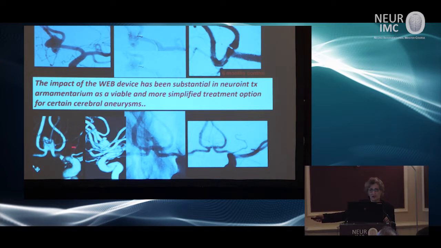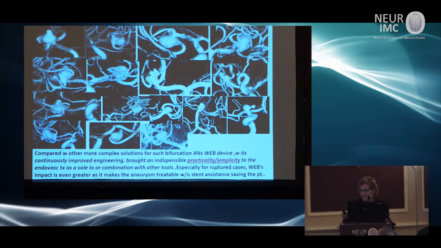Can you imagine how you can coil this aneurysm with this large neck? But with the WEB device, it is very straightforward, and this is the end of the treatment. Very fast solution because the patient is not on anti-aggregation since he is a ruptured patient. Very easy. Let's say not easy, but it makes it more straightforward.